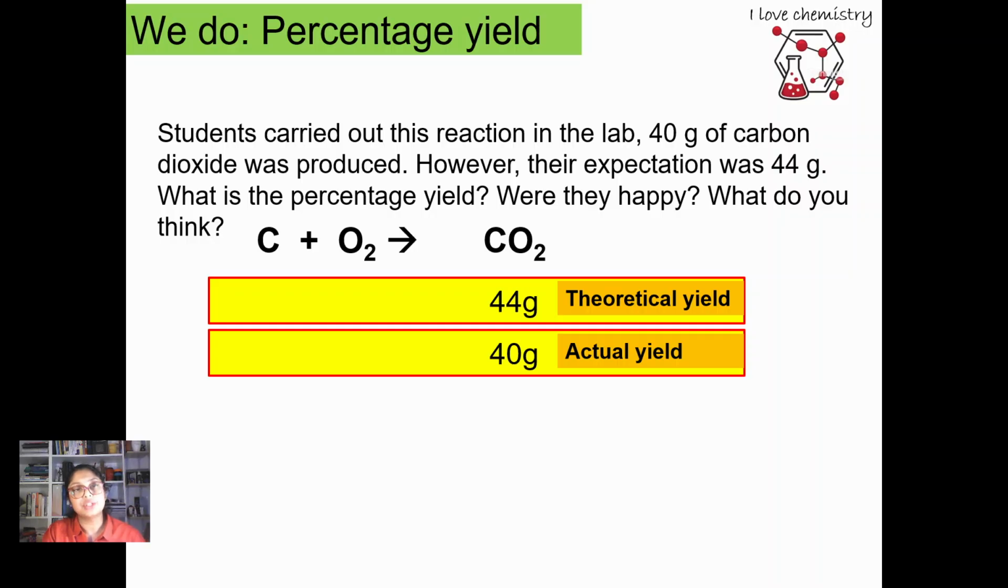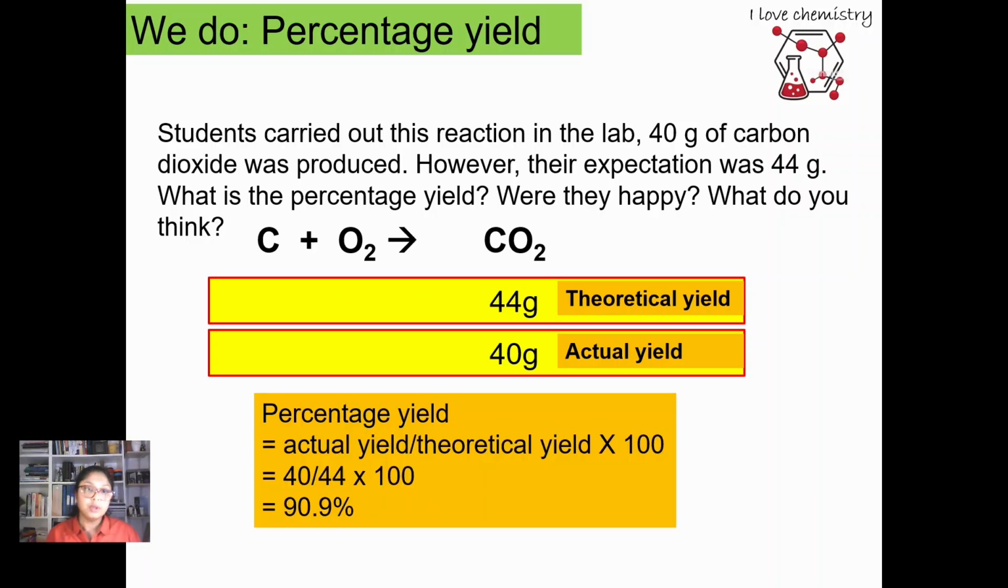Now, in the chemical reaction, carbon reacts with oxygen to produce carbon dioxide. In theory, there will be 44 gram, but in reality, the actual yield was 40 gram. To calculate percentage yield, use the equation and do it with me. So put 40 over 44 times 100, because in the question they have given you the actual yield is 40 and the theoretical yield 44. So you put that into the equation and calculate.